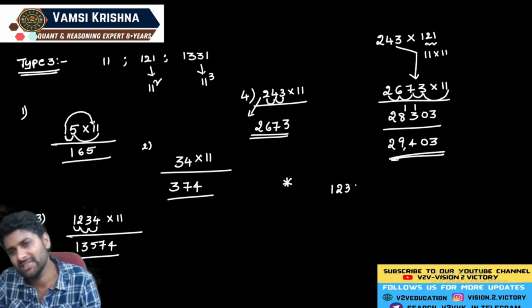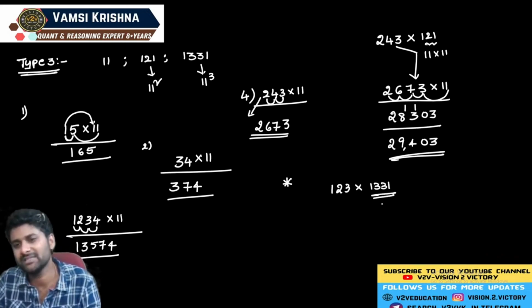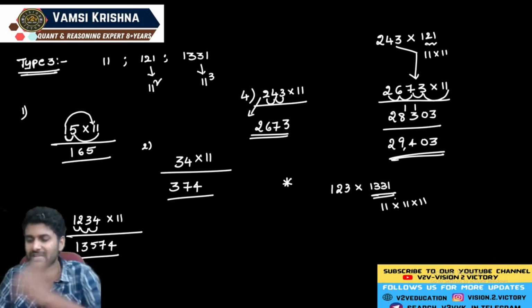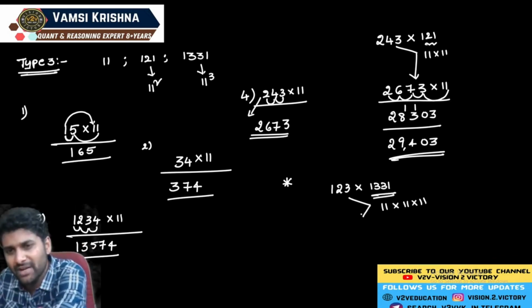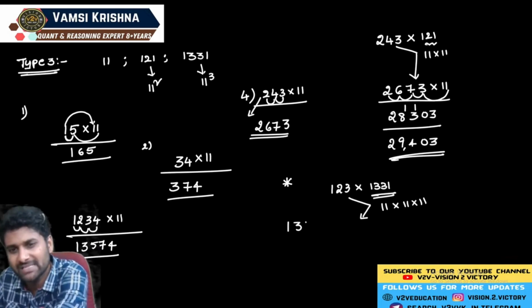Let me take one more example to understand this information. If 123 is multiplied by 1331, 1331 means you should multiply 11 into 11 into 11 with 123. First, 123 is multiplied by 11. Here the value is 1, then 1 plus 2 is equal to 3, 2 plus 3 is equal to 5, and the last one is 3.